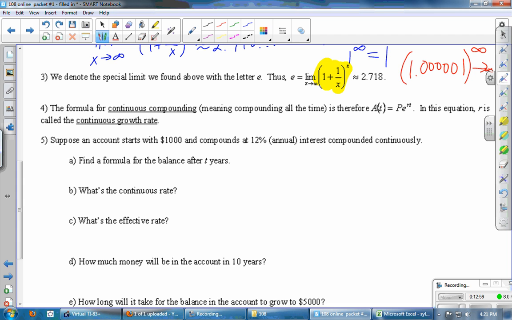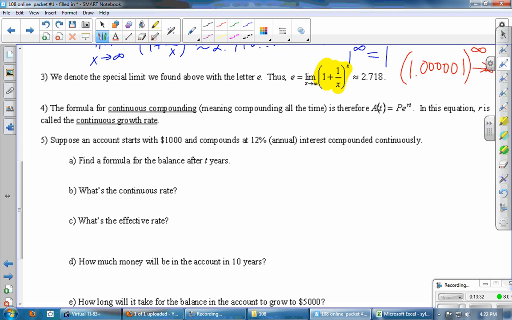So number 4, the formula for continuous compounding, meaning compounding all the time, is therefore A of t equals PE to the RT. Some people memorize that as PERT, like the shampoo. In this equation, R is called the continuous growth rate. That means you are getting interest more often than monthly, more often than daily, more often than hourly, more often than once every second. Continuous interest. Every instant of the day, you are earning a little tiny fraction of a percent of interest.